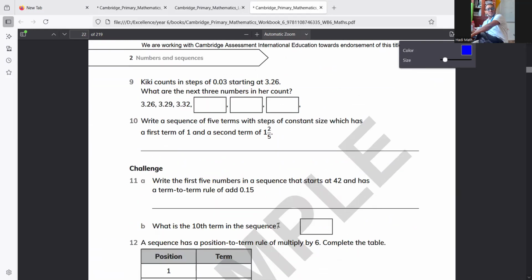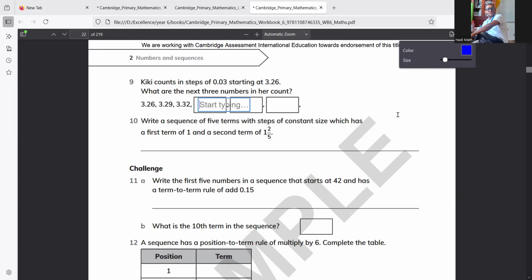Let's go on. Question 9. The sequence counts in steps of 0.03 starting at 3.26. What are the next three terms in the sequence? Look here. They say count in steps of, let's start with this one. You add 0.03 every time.